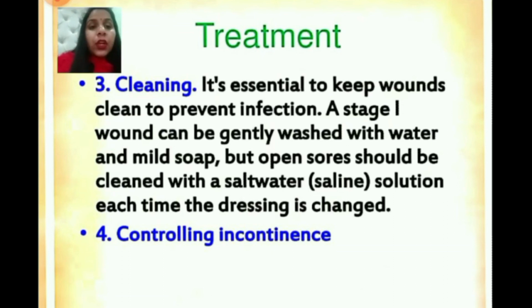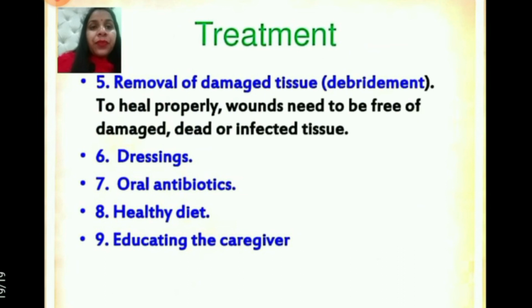Next is controlling incontinence. Fifth is removal of damaged tissue, which is called debridement. To heal properly, the wound needs to be free of damaged, dead or infected tissue. Sixth is dressing. Seventh is oral antibiotics. Eighth is a healthy diet. Ninth is educating the caregiver.